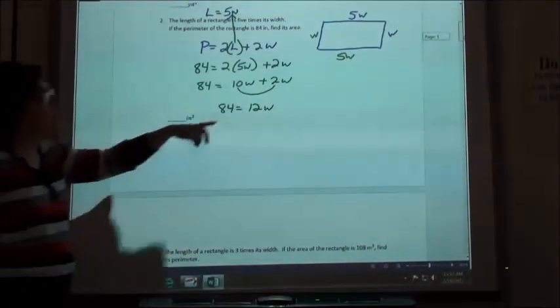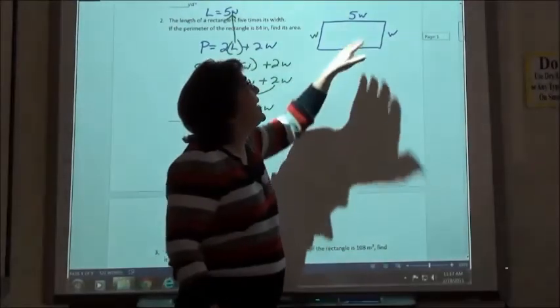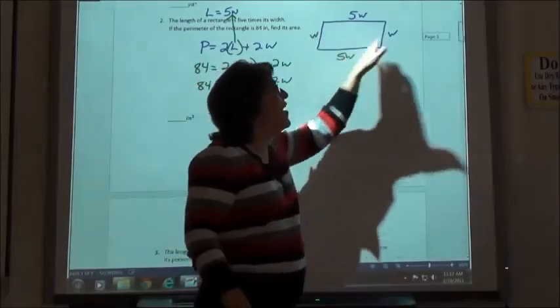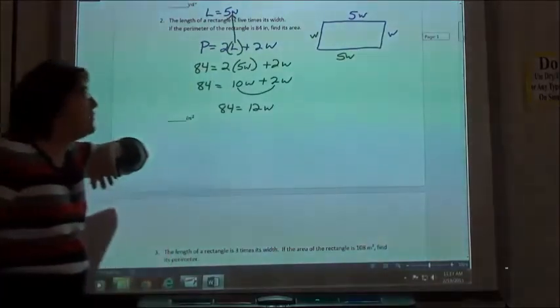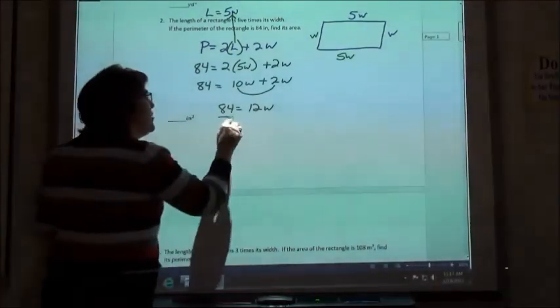If I look up at that rectangle here and I add up all my sides, 5 plus 1 plus 5 plus 1 gives me my 12W. I'm going to divide by 12.